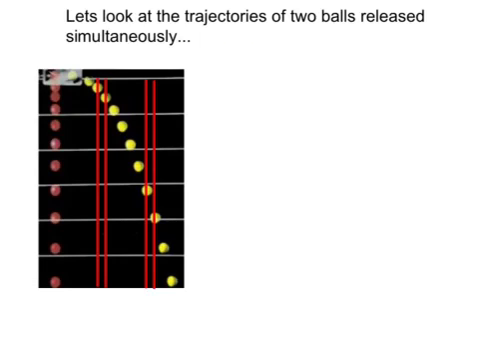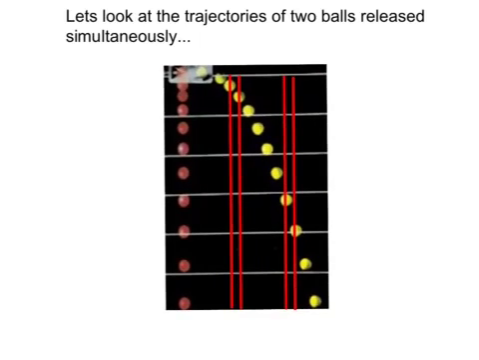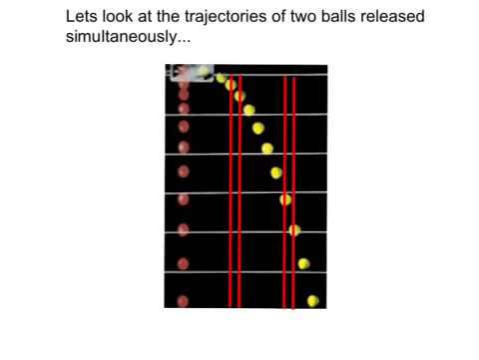So let's look at the trajectories of two balls released simultaneously. Here we have two balls that have been released simultaneously. The red one falls straight down. The yellow one is launched horizontally so that it has a component of its velocity in the x direction. The red ball's velocity all points straight down, all in the y direction. You can see for both balls the vertical separation increases as they go down, and it increases at the same rate, showing us that they have the same downward acceleration.